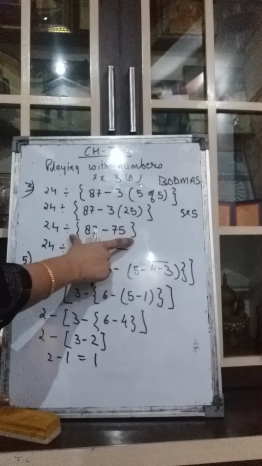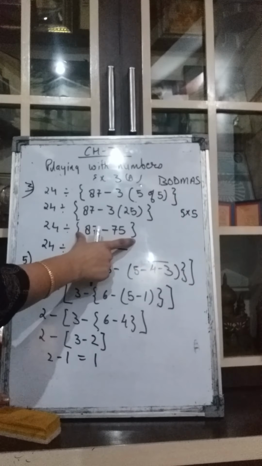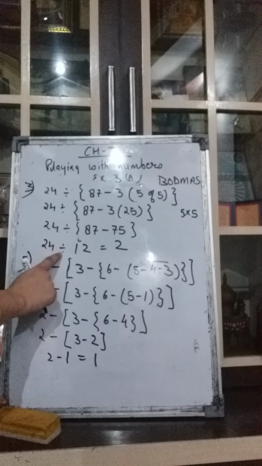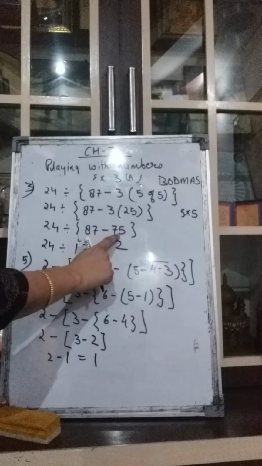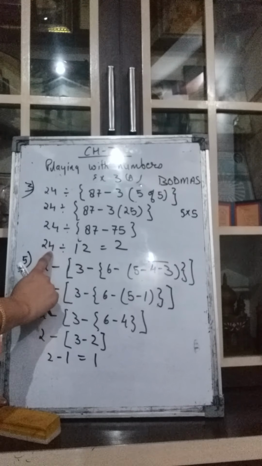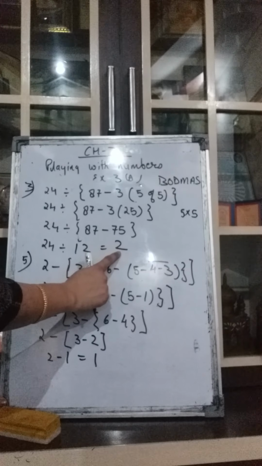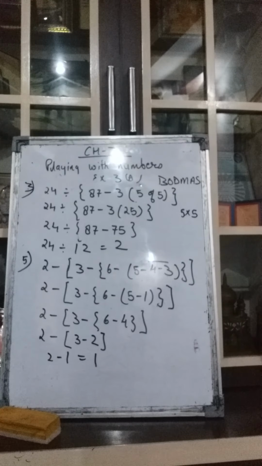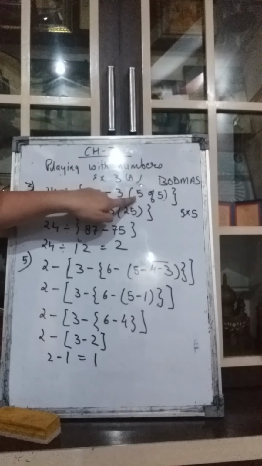Right? Now here this bracket has gone now. Only this is left. So it will be 24 divided by, now 87 minus 75 gives you 12. So 24 divided by 12 gives you 2. We have to go step by step. First solve the innermost bracket.